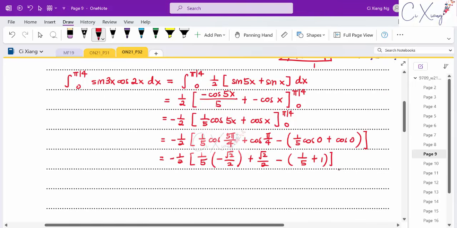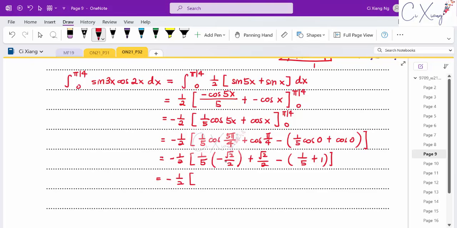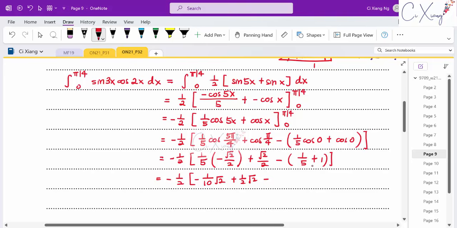Okay, then now I want to slowly rephrase my answer. I will treat square root 2 as an apple, like something like an apple. So if I simplify this term, I will have negative 1 over 10 apple. That means negative 1 over 10 square root 2, then plus half apple, which is half square root 2. Okay, then minus this value, if you add them together, you are having 6 over 5.